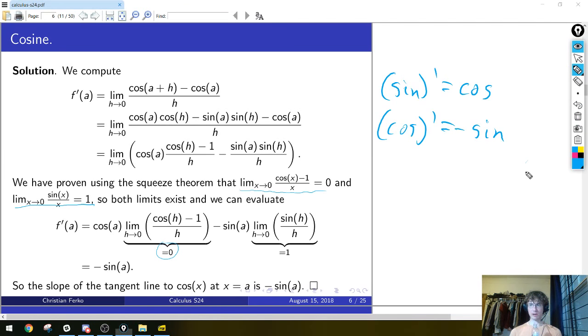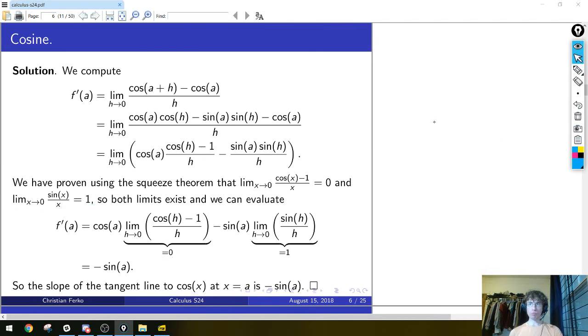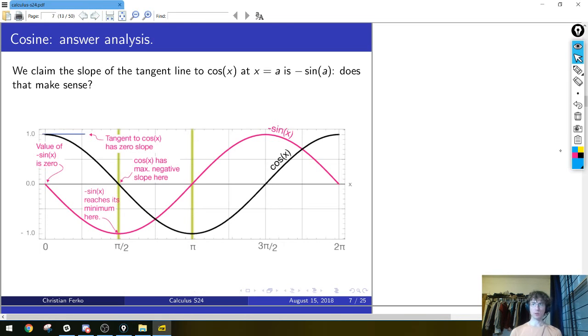I'll show a graph with answer analysis on the next slide, but first, questions on the proof, the calculation? I do not have any questions. Sweet, okay. That's the sanity check. You should always make sure math makes sense. So the claim we're checking is: is it true that the slope of the tangent line to cosine of x at a is minus sine of a?